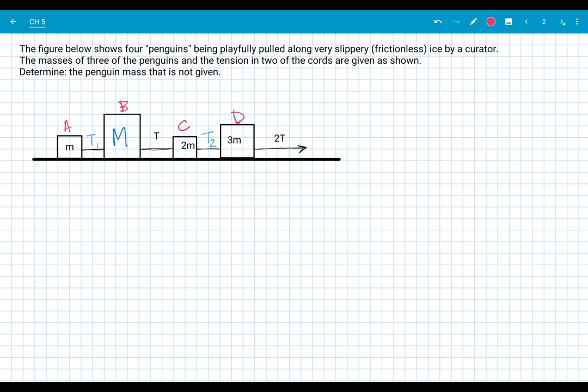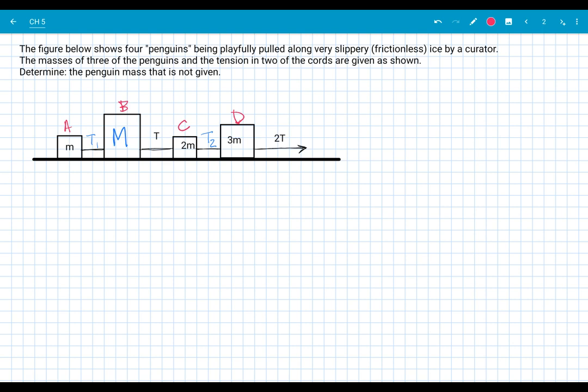I want you to think about this for a second. Let me ask you the question. Are the penguins accelerating? You can pause the video right now and consider this if this feels non-trivial. We know that they are accelerating. The reason is that if the curator is pulling these penguins to the right with some non-zero force, that force 2T there, and we're told that the surface is horizontal and frictionless, then there's no force towards the left, right?